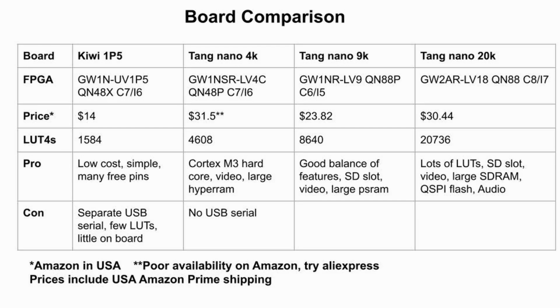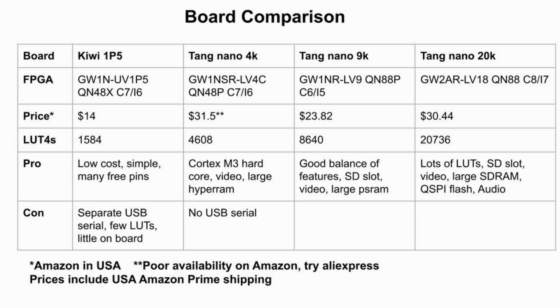So what are these boards best for? The Kiwi 1P5 is best at being cheap while having a good number of unencumbered pins. It's good if you want to dabble with FPGAs, perhaps for the first time, without significant cost. The Tang Nano 4K has an ARM Cortex M3 hardcore and other standard ARM IP. It's great for learning about and experimenting with these things if that's your goal.